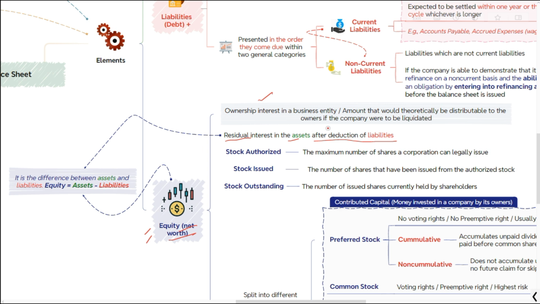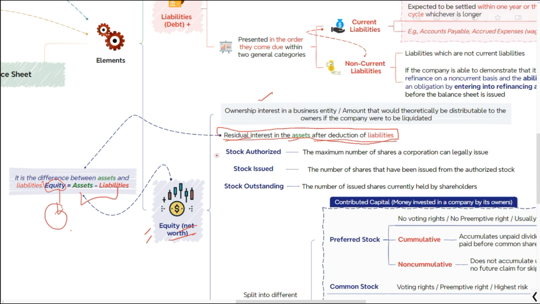This is what it means: equity is the difference between assets and liabilities. So it's a residual interest. If you deduct the liabilities from your assets, you are going to get the value of equity. This is what is explained here in a sentence: residual interest in the assets after deduction of liabilities. What you get after deduction of liabilities is equity, and that is the residual interest. Equity can also be called the difference between the assets and the liabilities.